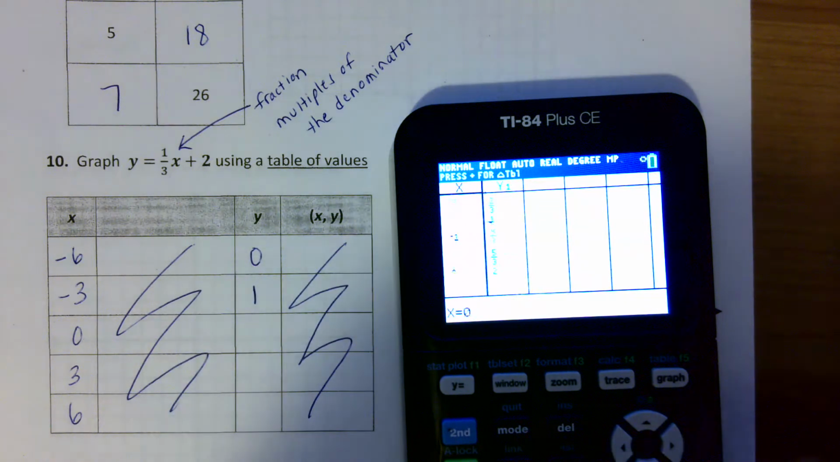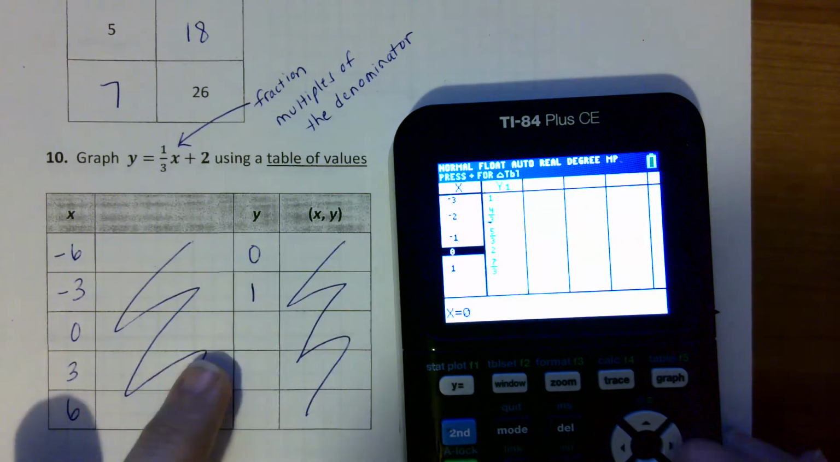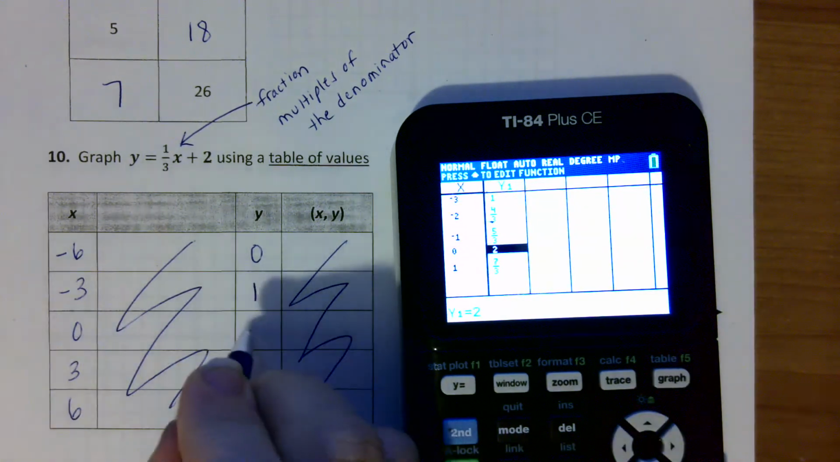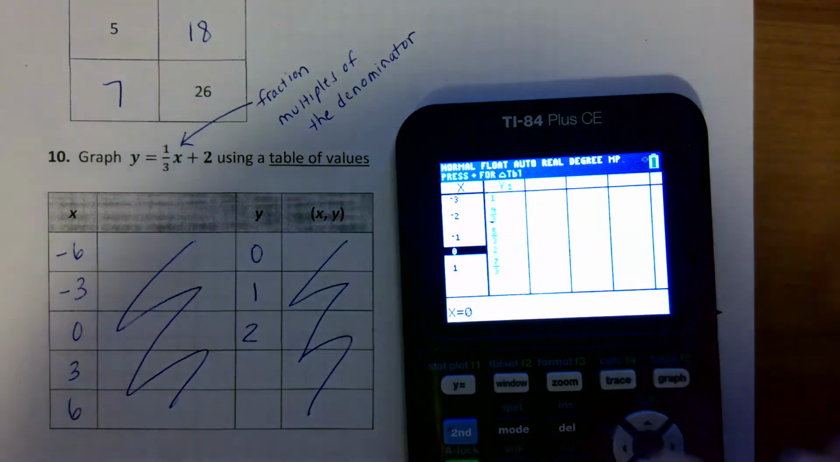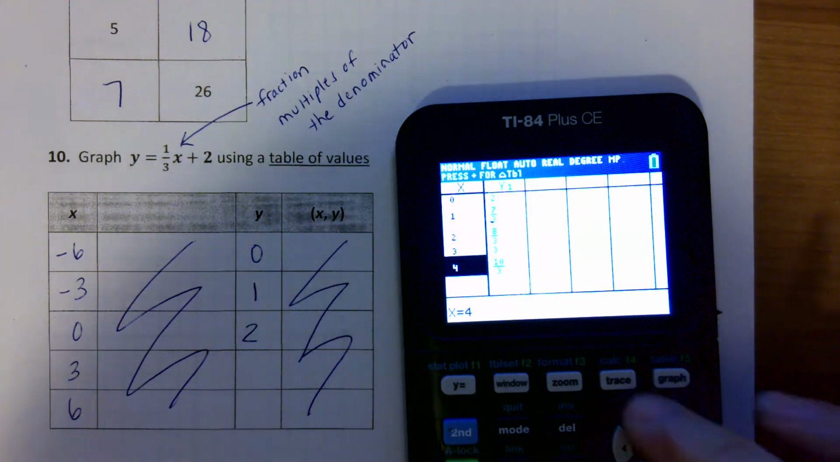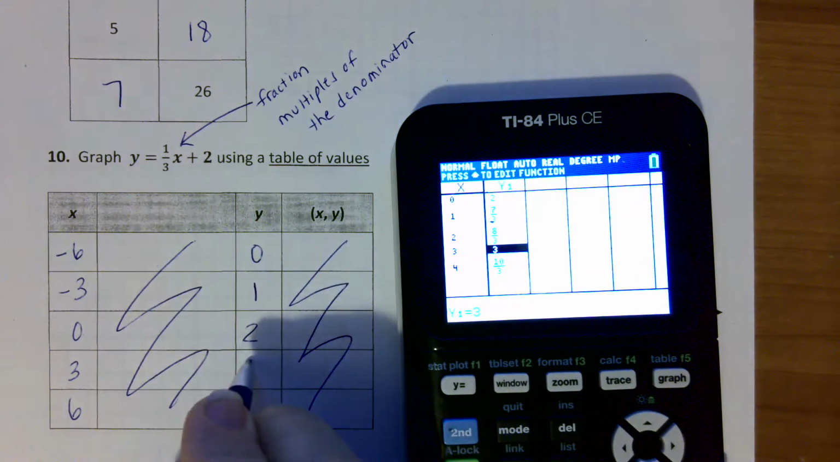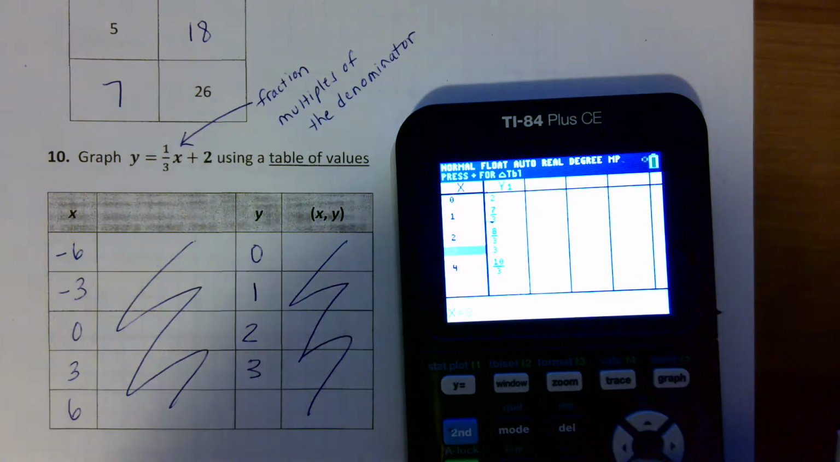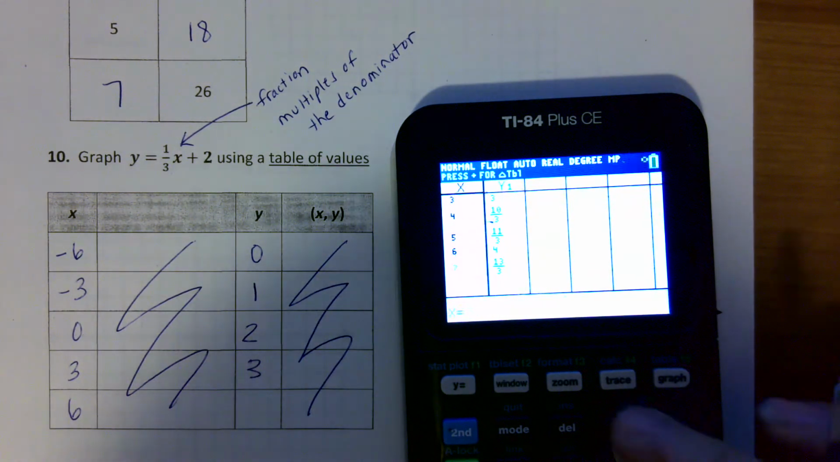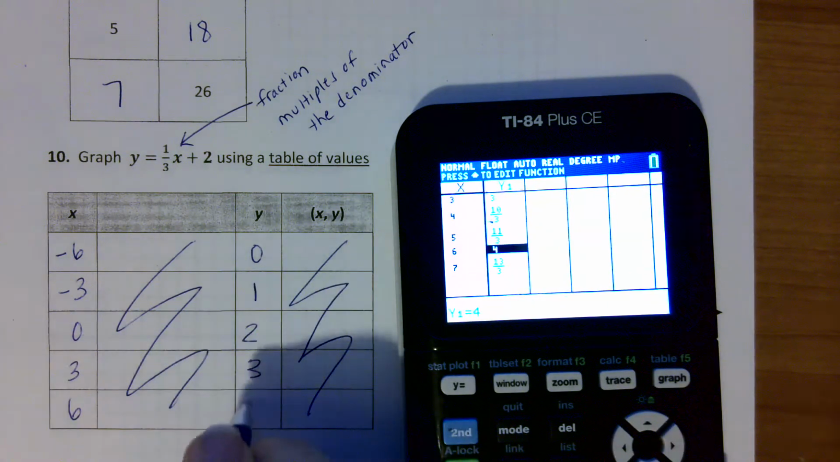And then we go down to where x is 0, and our y value is 2. We go to where x is 3, and our y value is 3. And finally, when x is 6, our y value is 4.